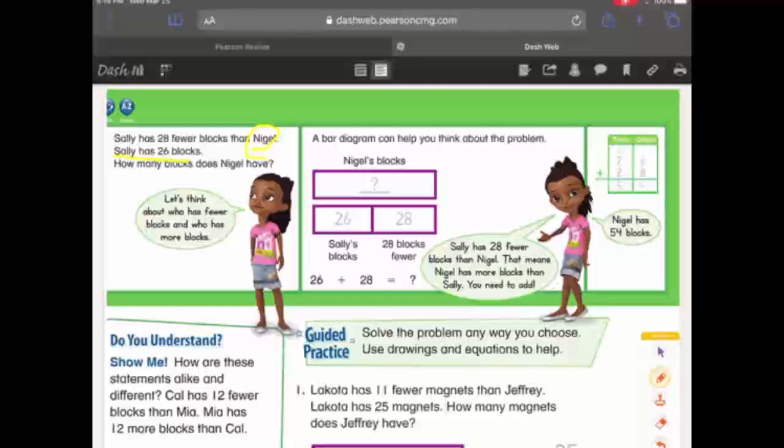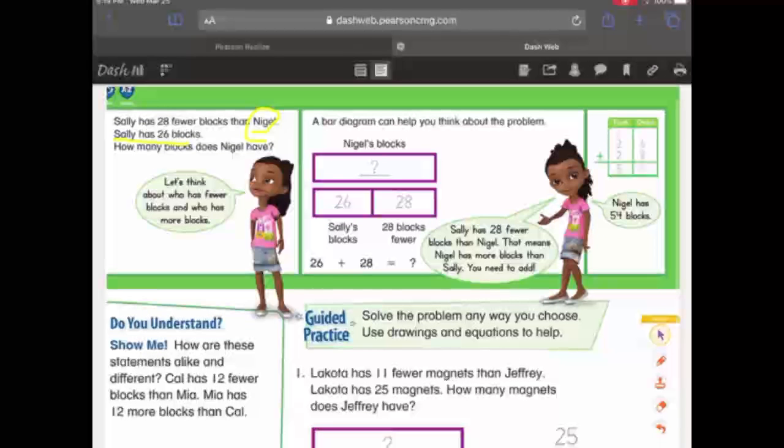In the next box, they show us a bar diagram. A bar diagram can help you think about the problem. And we know in the big box at the top is going to be the amount of blocks Nigel has. And in the two smaller boxes at the bottom, we have one for Sally's blocks and one for the 28 blocks. That's the difference between her blocks and Nigel's. And Sally's blocks and 28 blocks together are the same size as Nigel's blocks.